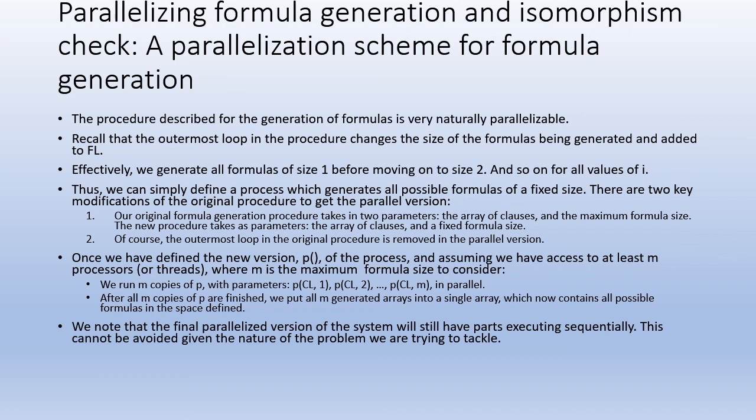Once we have defined the new version, which we call P, of the process, and assuming we have access to at least m processors or threads, where m is the maximum formula size to consider, we run m copies of P with parameters CL and fixed size of 1, CL and fixed size of 2, up to CL and a fixed size of m in parallel. After all m copies of P are finished, we put all m generated arrays into a single array, which now contains all possible formulas in the space defined. We note that the final parallelized version of the system will still have parts executing sequentially. This cannot be avoided given the nature of the problem we are trying to tackle.